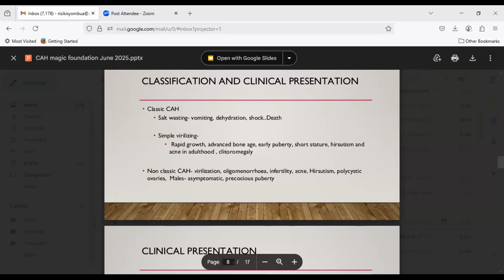And then we have the non-classic. Non-classic is the mildest form of CAH, and that would be diagnosed much later in life, either when boys go into precocious puberty, girls may also go into precocious puberty, or they may develop male hair distribution. Some are diagnosed actually as adults, and the females will have what looks like polycystic ovarian syndrome, and those are the non-classic.